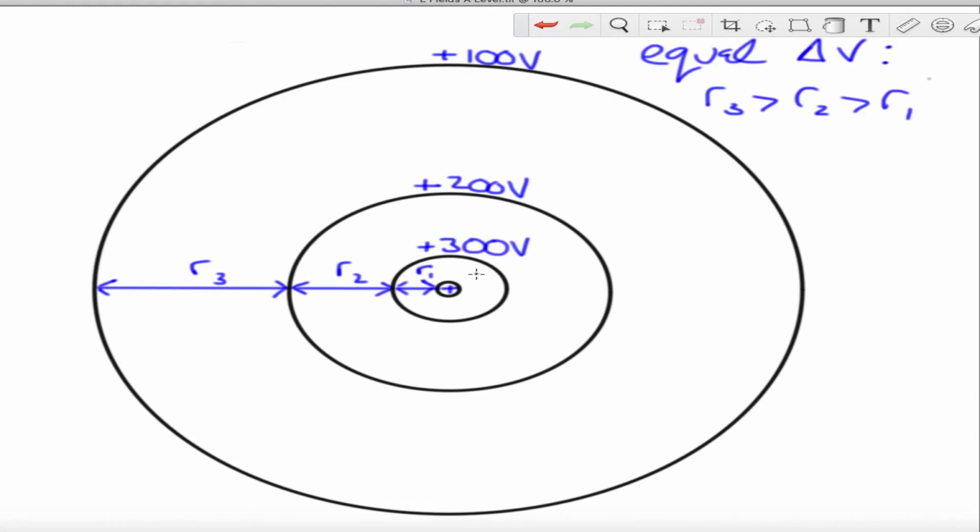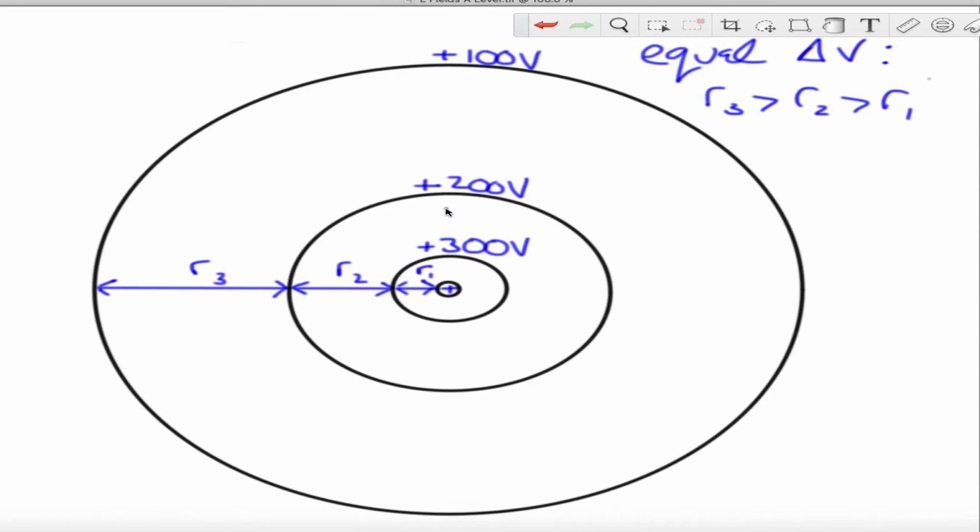So I'm going to arbitrarily assign plus 300 volts to this line, plus 200 to this line, plus 100 to this line. My point is that my equipotentials around an isolated charge are concentric circles, that is to say circles with the same center, centered on the charge. So this distance out, the potential is plus 300 volts from this positive charge. If I drop 100 volts, I go out to here.